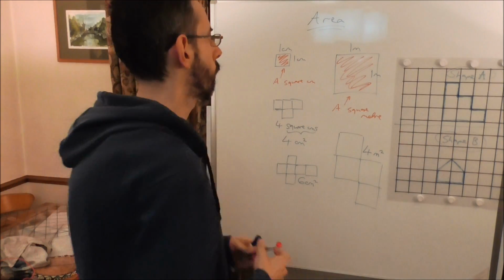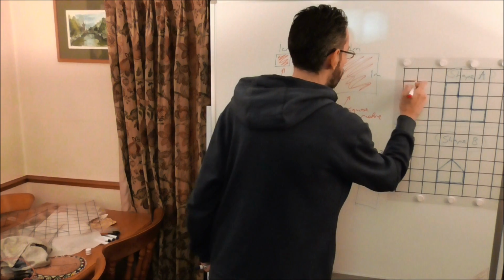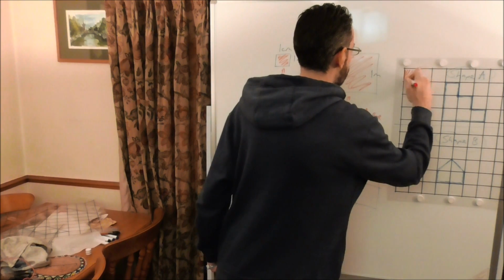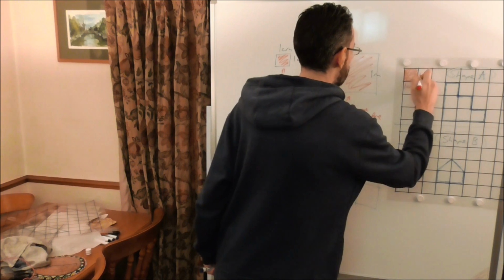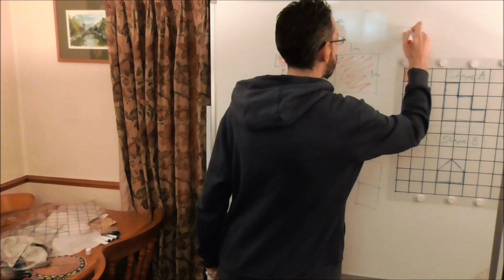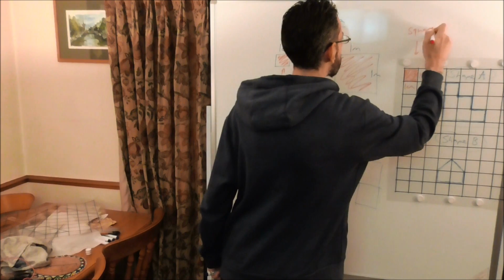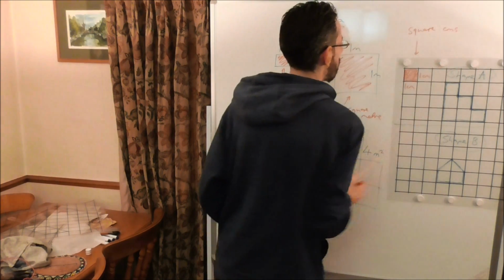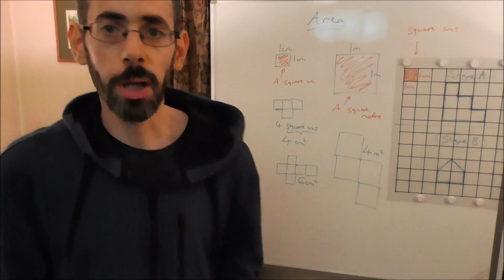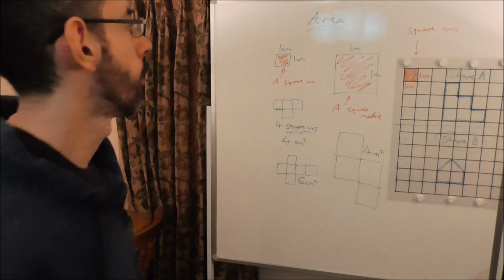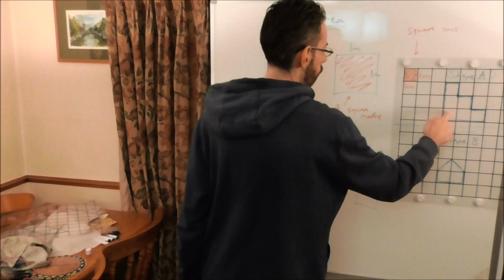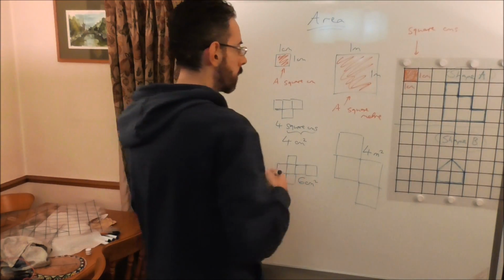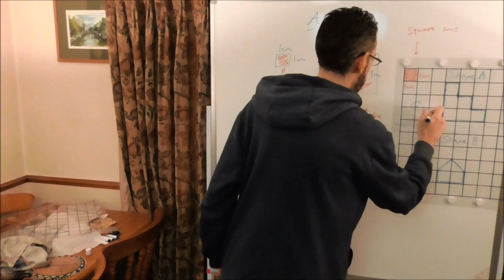Right, let's move on to the shapes on the grid. Let's assume that all the squares on this grid have sides 1 centimetre. So in other words, let's assume that all the squares are square centimetres. So what would the area of shape A be? Well, again, you just count the squares inside the shape. So 1, 2, 3, 4, 5, 6. So the area of shape A is 6 square centimetres.